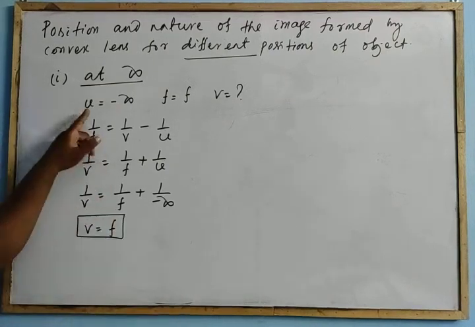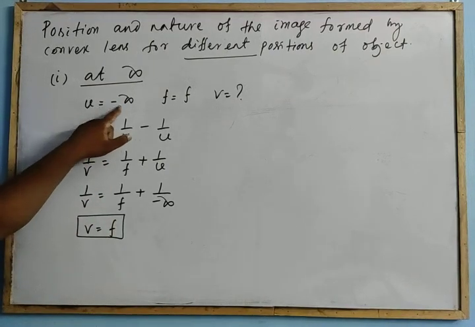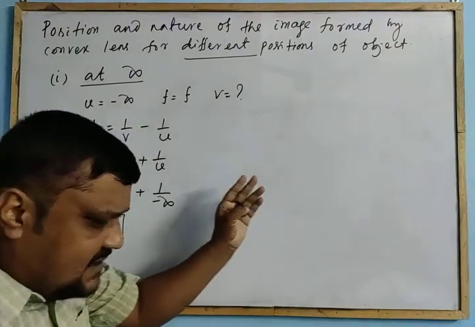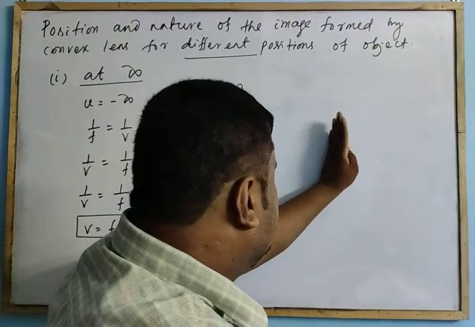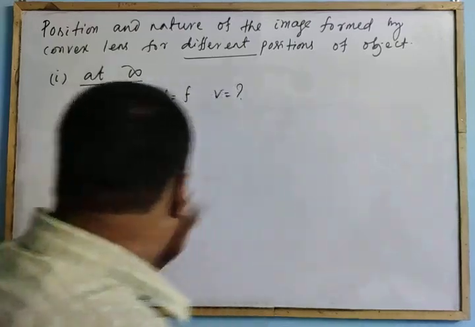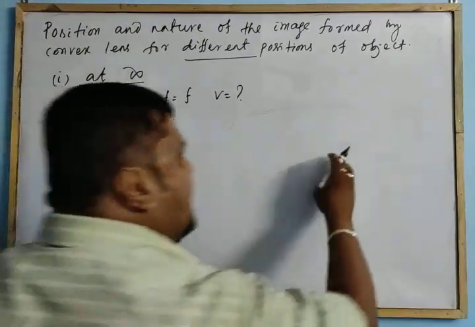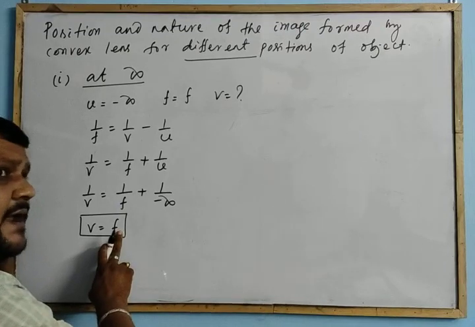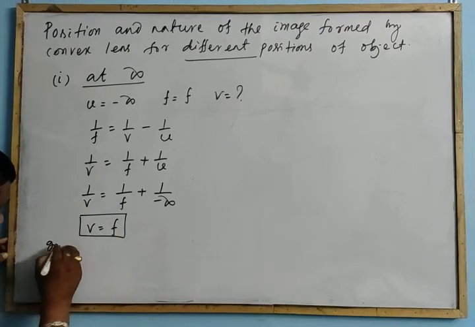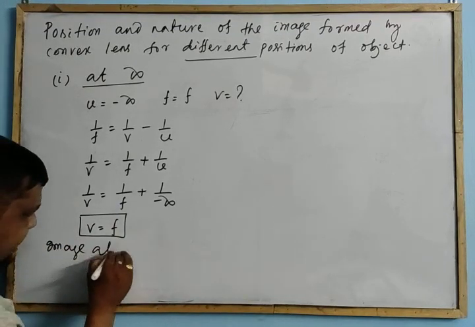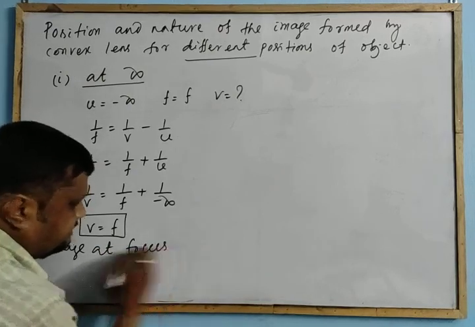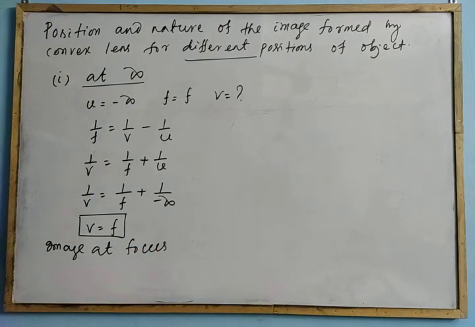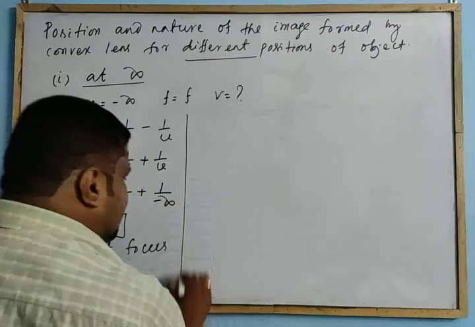Now you see, when I consider u is minus infinity, suppose this is the lens, the object is on the left side, I will get the image on the right side along the direction of the incident ray. Where? At focus. So image at focus.